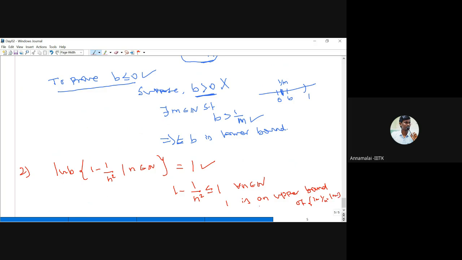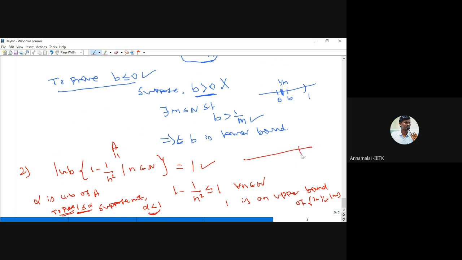Now we have to prove that 1 is the least upper bound. Suppose we have some other upper bound. Suppose we take alpha as an upper bound of the given set. Let me call the given set A. Now what do we have to prove? We have to prove that 1 is less than or equal to alpha. Suppose not. Suppose not means alpha is strictly less than 1. Now we can find an element from A between 1 and alpha.